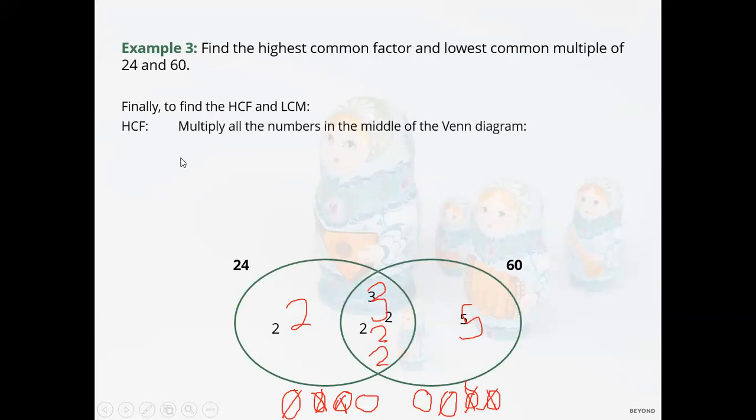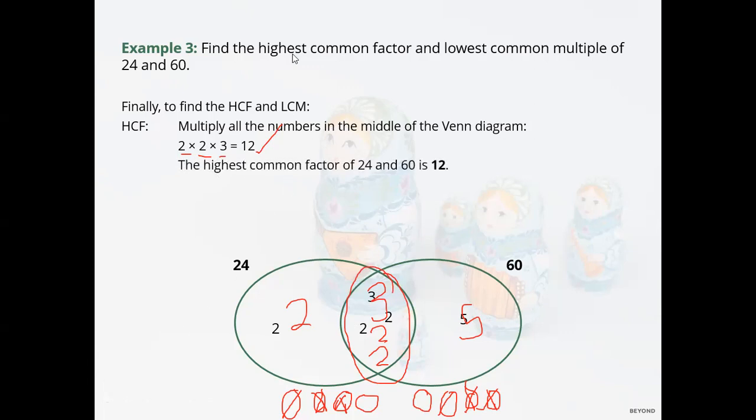Okay? And finally, to find the highest common factor, you multiply all the numbers in the middle of the Venn diagram. So guys, here, what is 3 times 2 times 2? 12. A little bit long, windy, but there are shorter ways of doing this, okay? I teach you the long method, later I teach you the shortcut. It'll be so easy. So the highest common factor for 24 and 60 is 12.